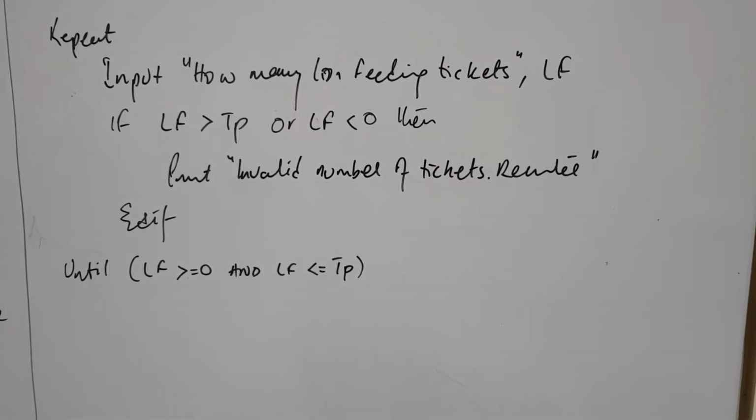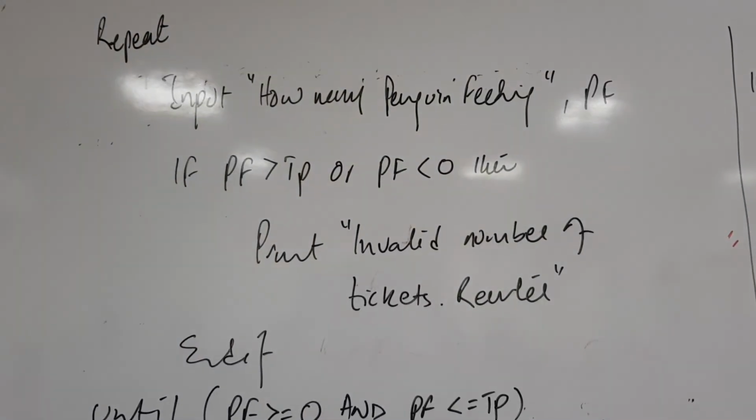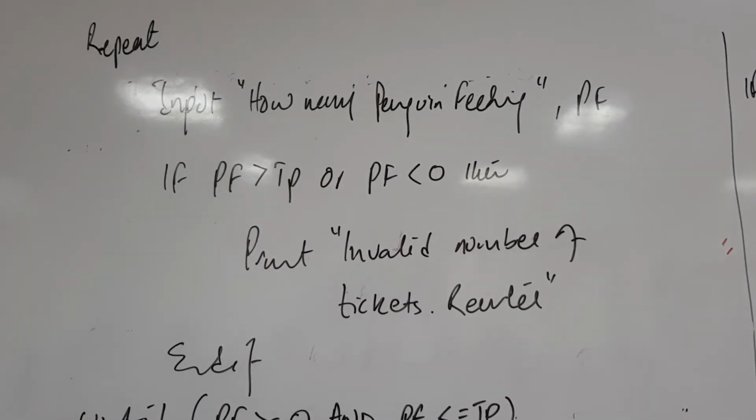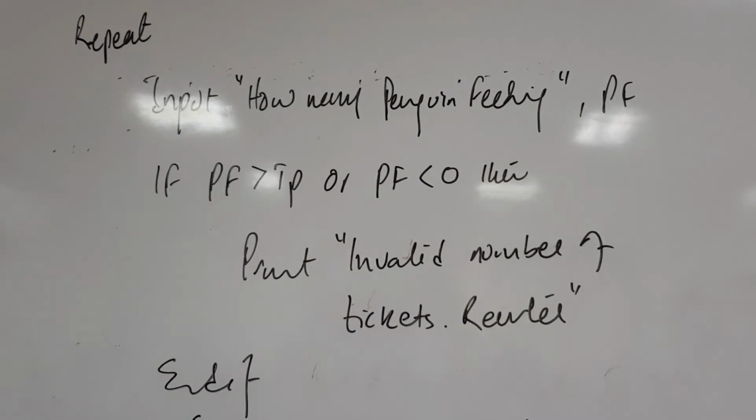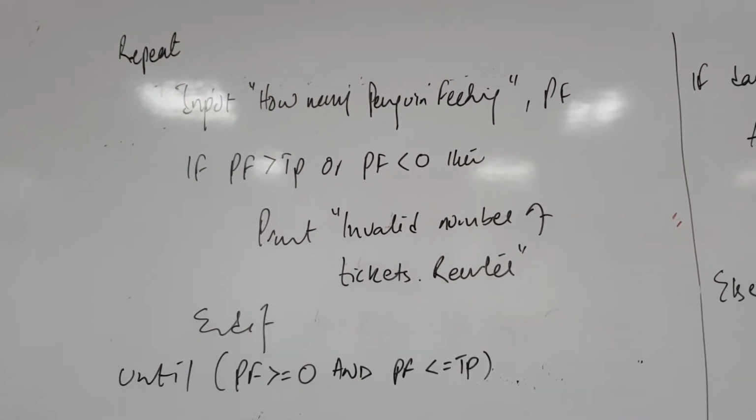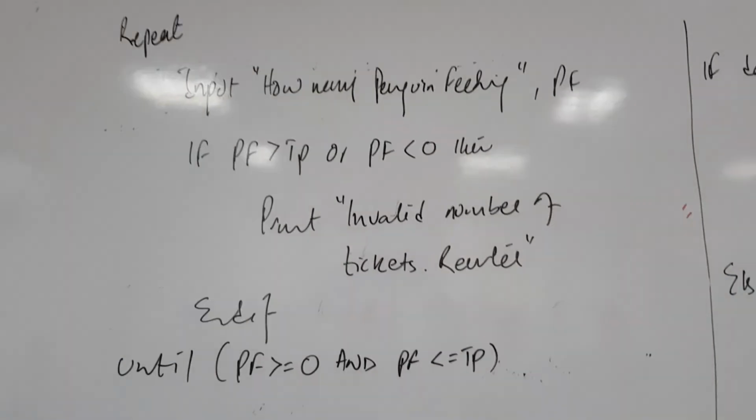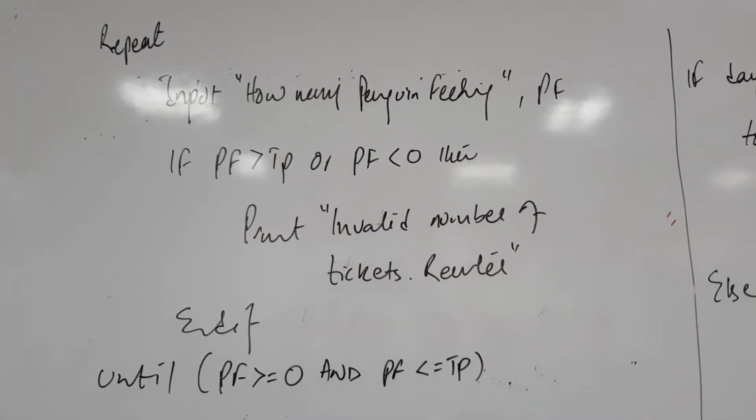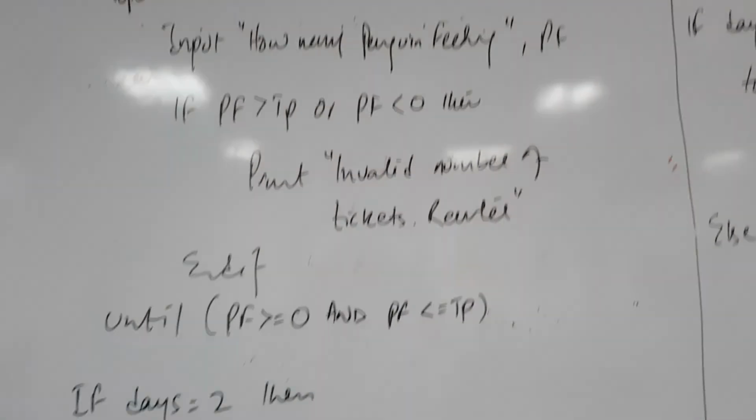So likewise, we're going to add for penguin feeding as well. Right, so we have the code to get the number of penguin feeding tickets. The same thing is being done over here. I'm doing error checking if the user has entered a value that's greater than the total number of people going, or if it's less than 0, error, and then the loop repeats until the value is correct.